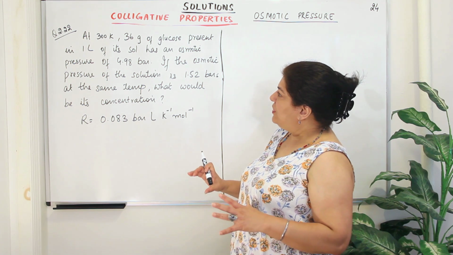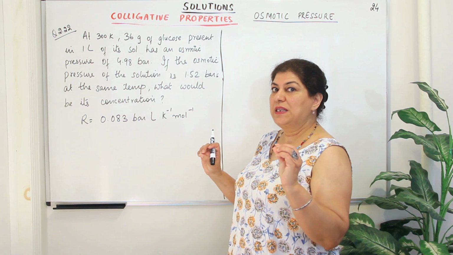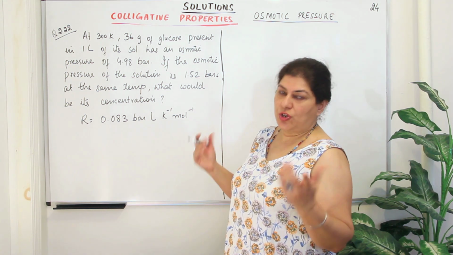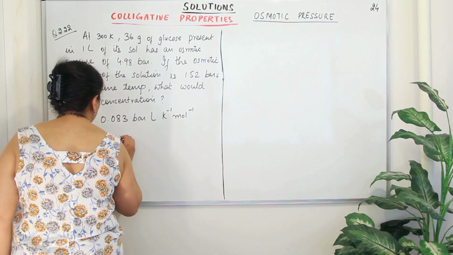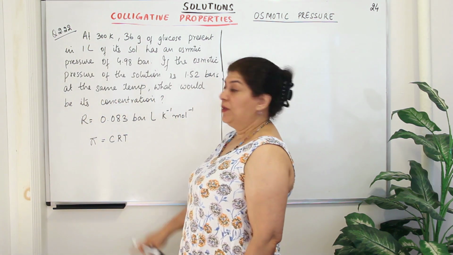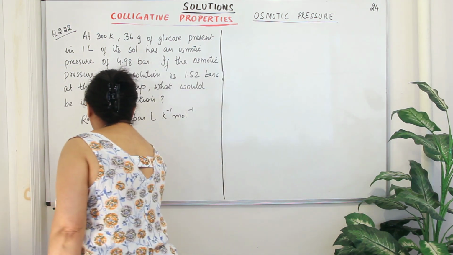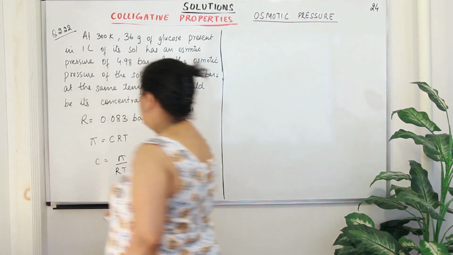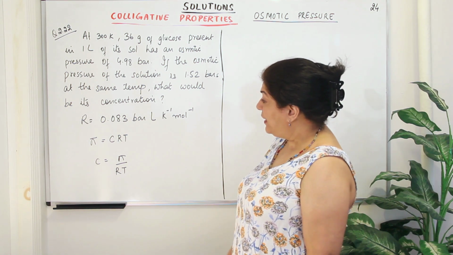Now the data given in the beginning, there's a little data in the question that has been given only to confuse you. Let us first come to the main equation here. What is osmotic pressure? We know pi, osmotic pressure, is equal to CRT, right? Where C is the concentration. So you're required to find out the concentration. So C would be equal to pi over RT, right? C would be equal to pi over RT. Now that is what you have to find out.